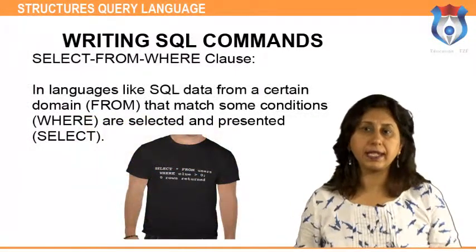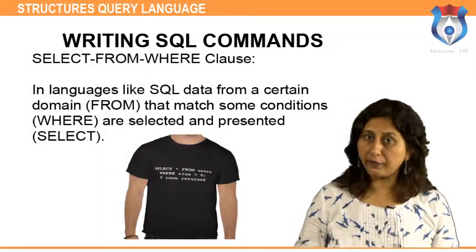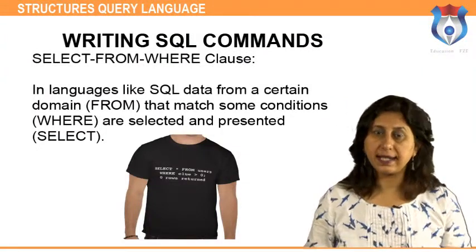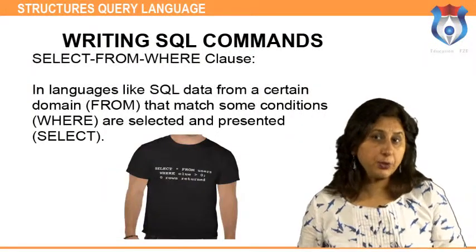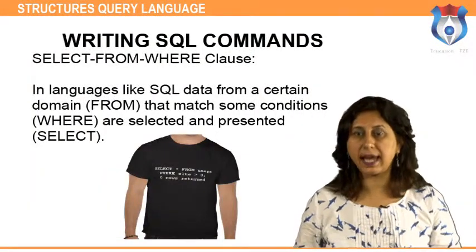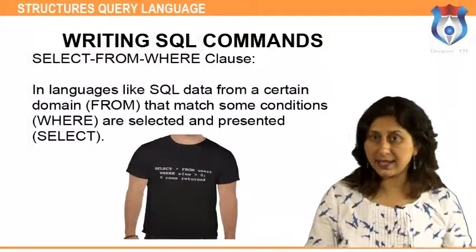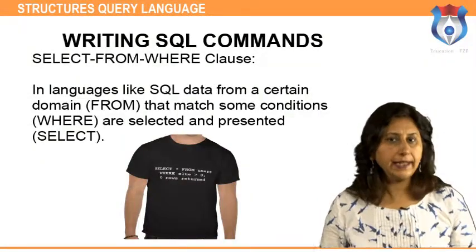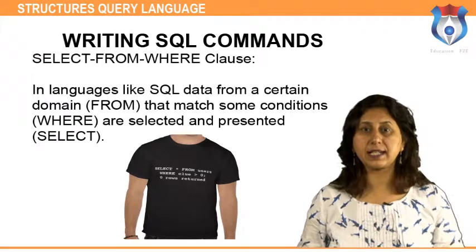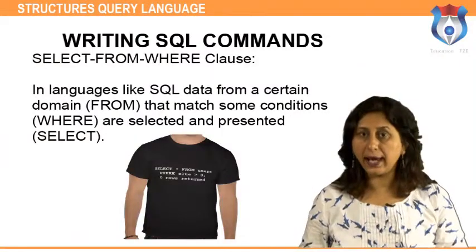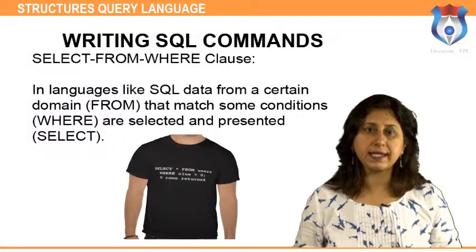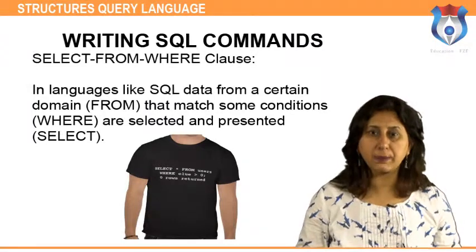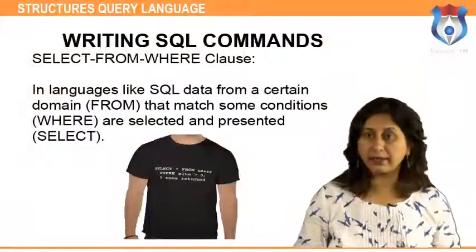In languages like SQL, data from a certain domain that match some condition are selected and presented. The result can be seen as a new relation. The syntax of a basic SQL query is: select select-list from from-list where condition. In this syntax, the select list contains the names of the attributes, columns, values to be returned. From list is the list of the relations, tables used for the query. Condition is an expression that identifies the tuples that we are looking for.